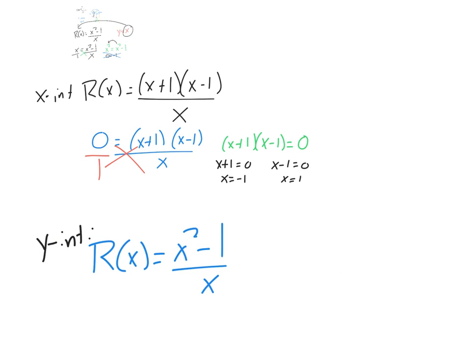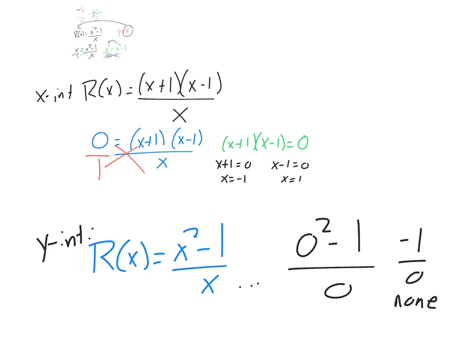Okay, now we're going to find the y-intercepts. So the y-intercept happens when x is 0. So I plug in 0 for x. That gives me 0 squared minus 1 over 0. So that's going to be negative 1 over 0, which is undefined. So that means there is not a y-intercept. Now let's think about why not. Look at where your vertical asymptote was. It's at x equals 0, which is the y-axis. That's what x equals 0 is. So if that's a vertical asymptote, it makes sense there are no y-intercepts because it can't cross it.